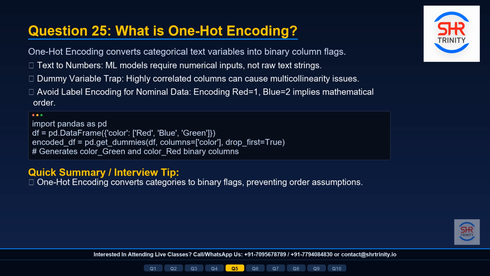Look at the code. We define a simple data frame with red, blue, and green colors, and apply pd.get_dummies with drop_first set to True, creating color_green and color_red columns.